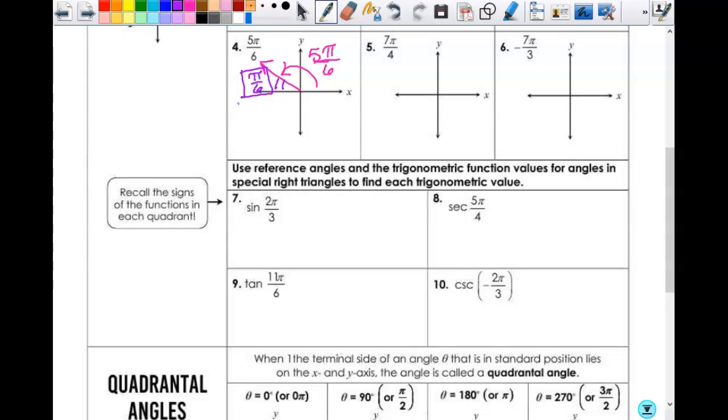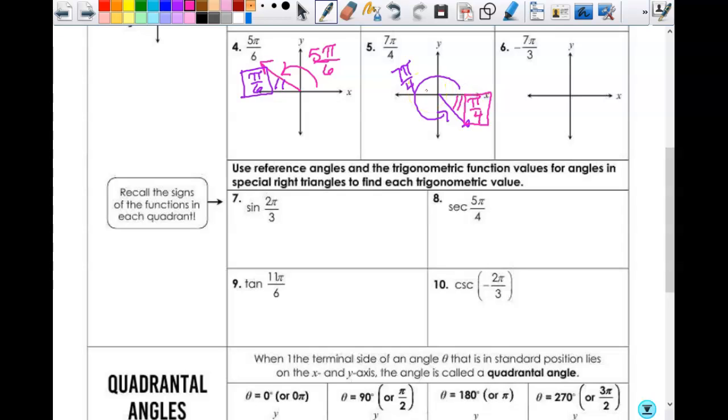7 pi fourths. It's in the fourth quadrant because 8 pi fourths is all the way around. So 7 pi fourths. And your reference angle is what? Pi fourths. Also known as 2 pi over 8.